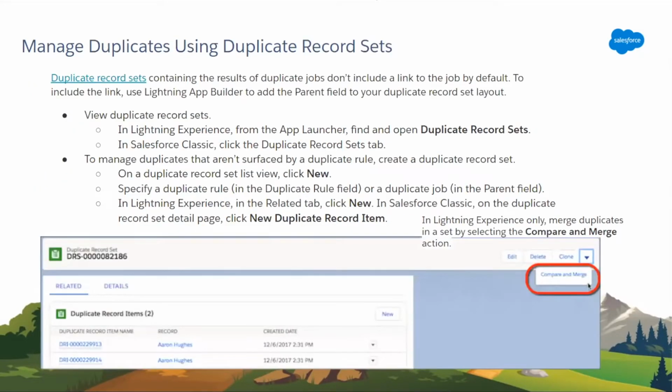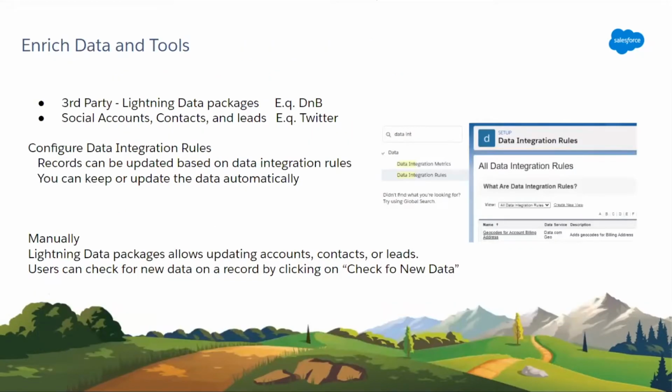And here's an example of using those duplicate record sets, and it's a little bit different setup when you're doing it in Lightning versus doing it in Classic. And here's an example from Salesforce's help. So in Lightning Experience, you can merge directly by selecting this tab over here called Compare. I'll skip over this, you can enrich this information with third party, but we're going over that next week.